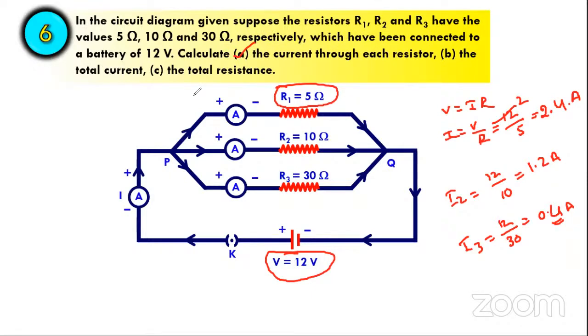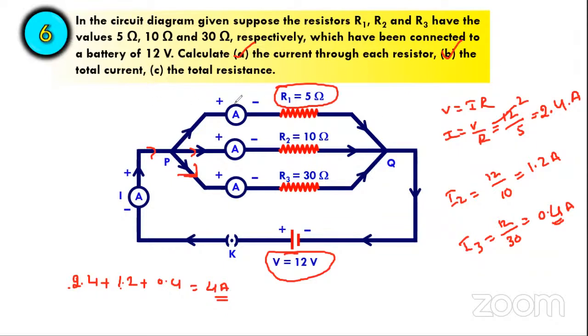They are connected in parallel. How will you get the total current? Sum of all three values. I1 plus I2 plus I3 is equal to I. So 2.4 plus 1.2 plus 0.4. How much is it? 2 plus 1, 3. 3 plus 1, 4. So 4 amps. Is it right? Second bit over. What is the third bit?